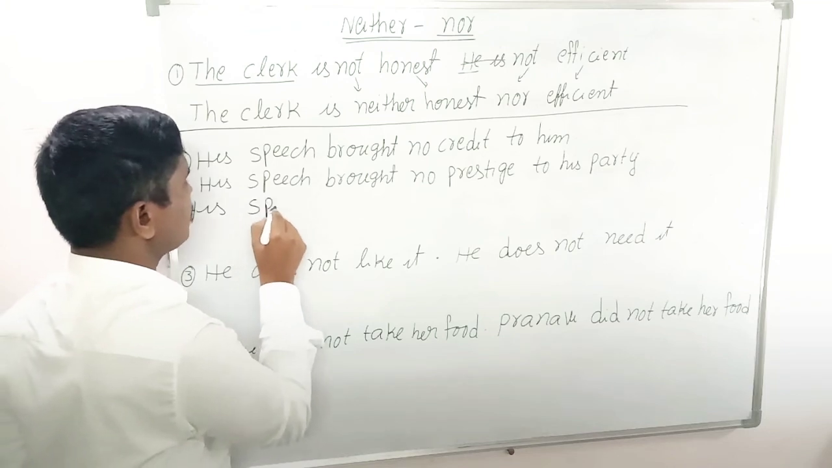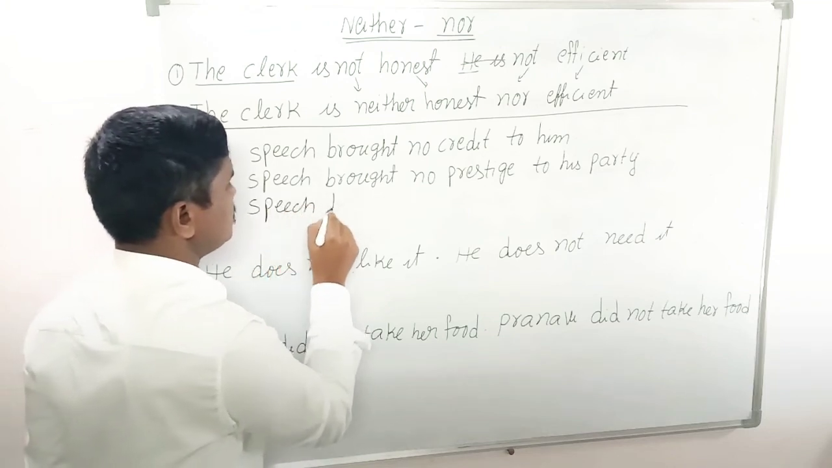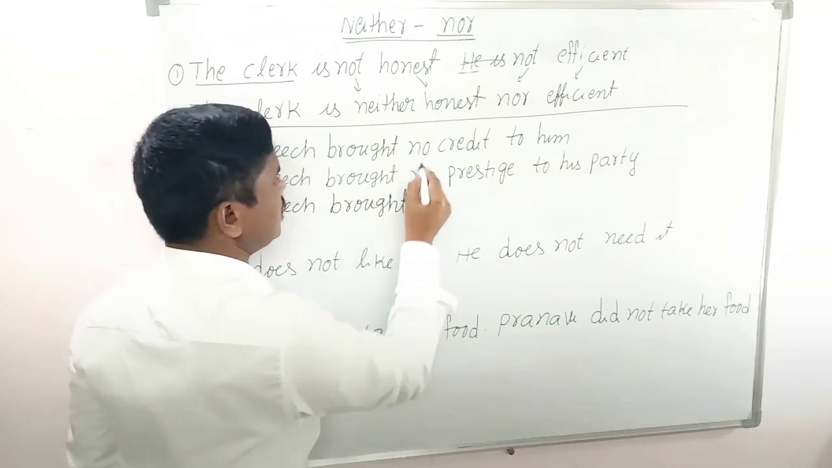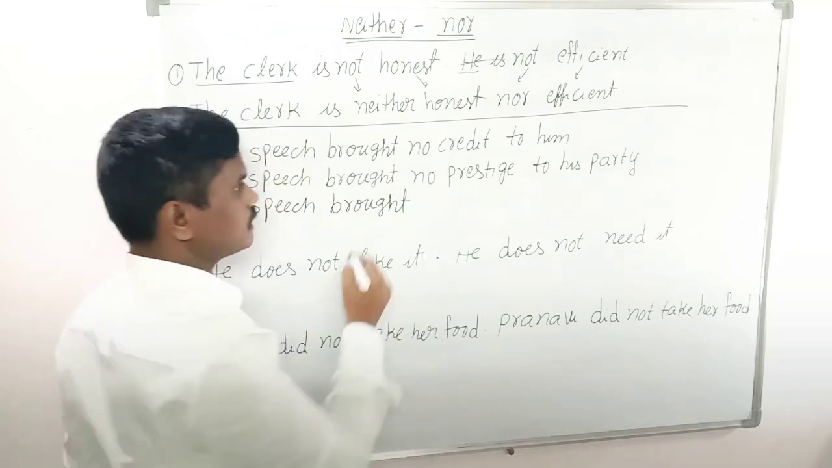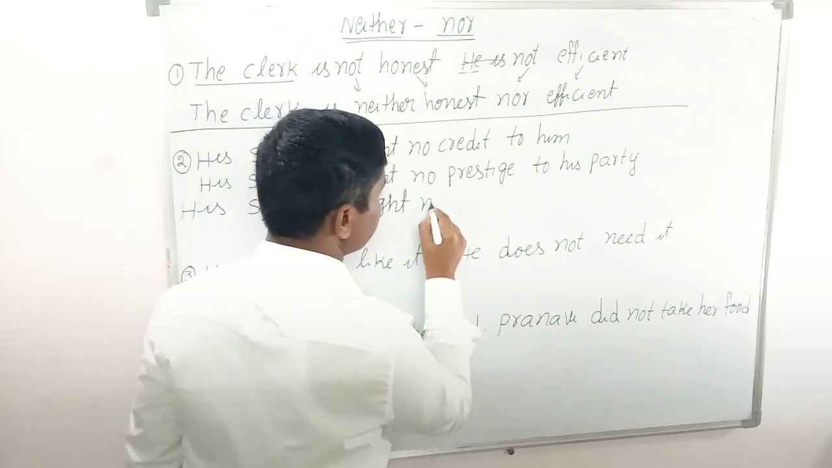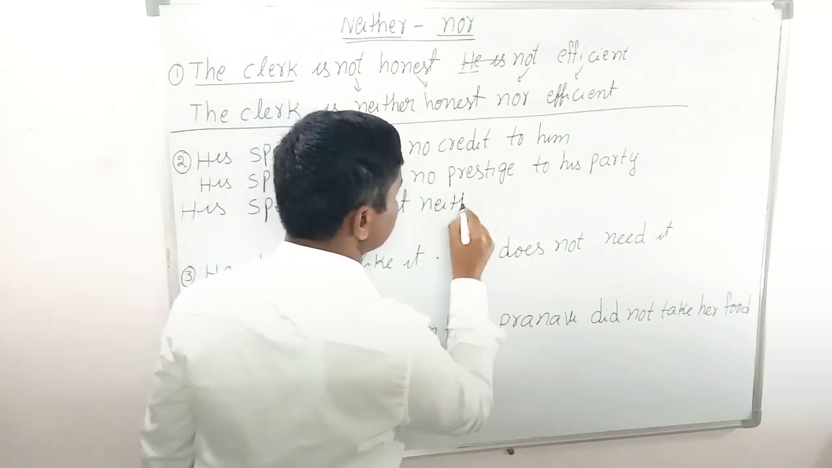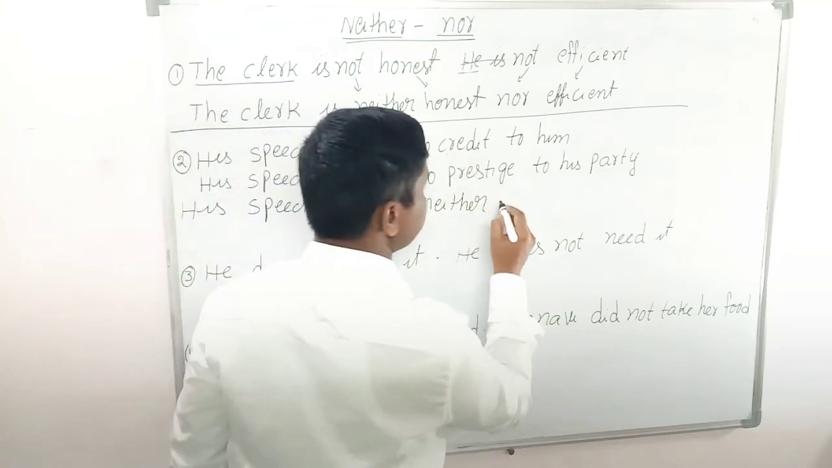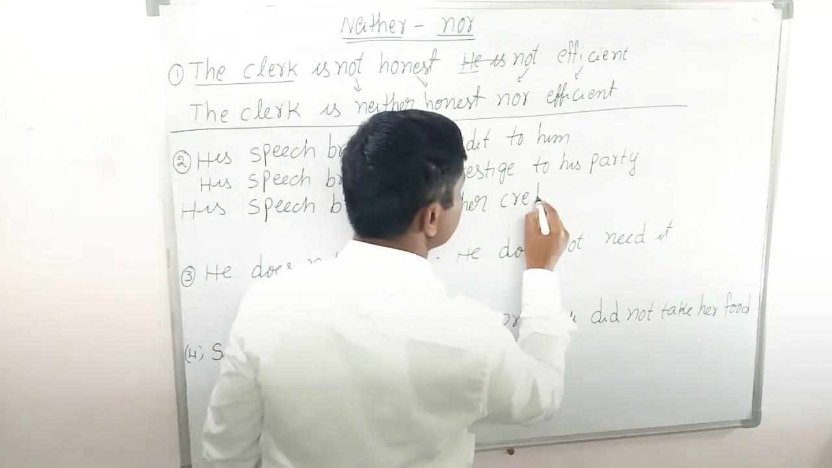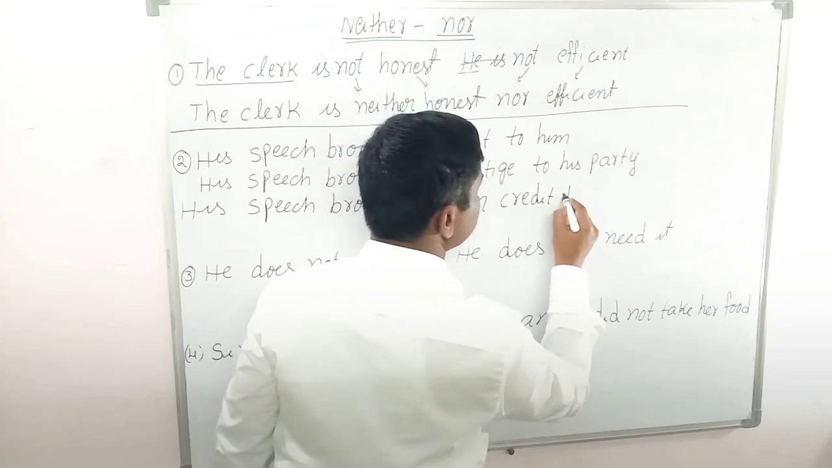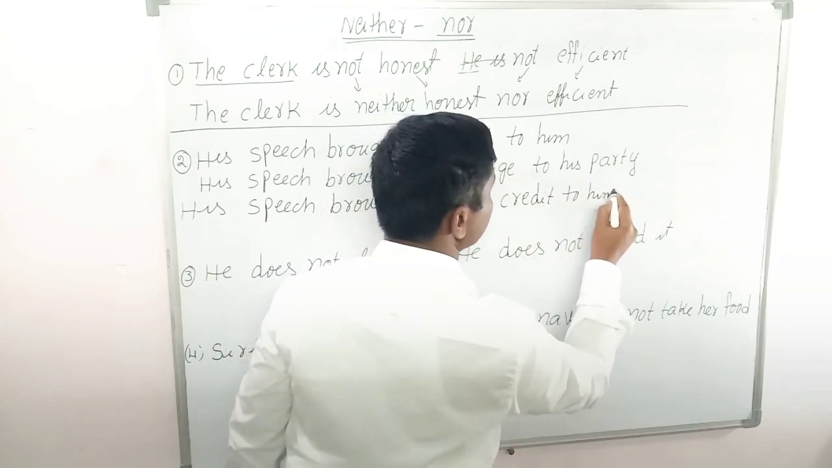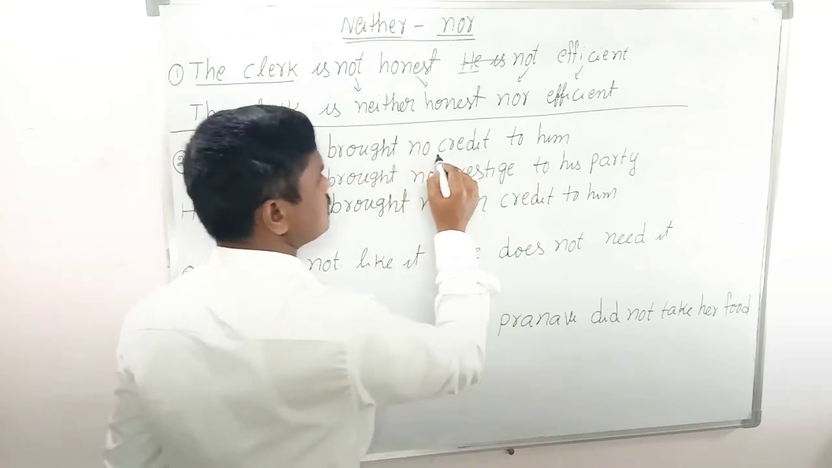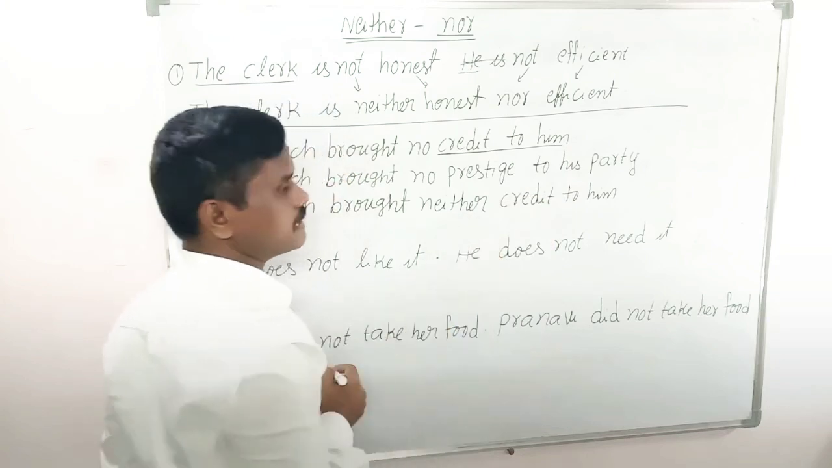His speech, subject; brought, verb. Now the negative word begins. So write the negative word. In the first negative word place you write neither. His speech brought neither credit to him. The total remaining is all different. That is why we have to write this different part as it is.